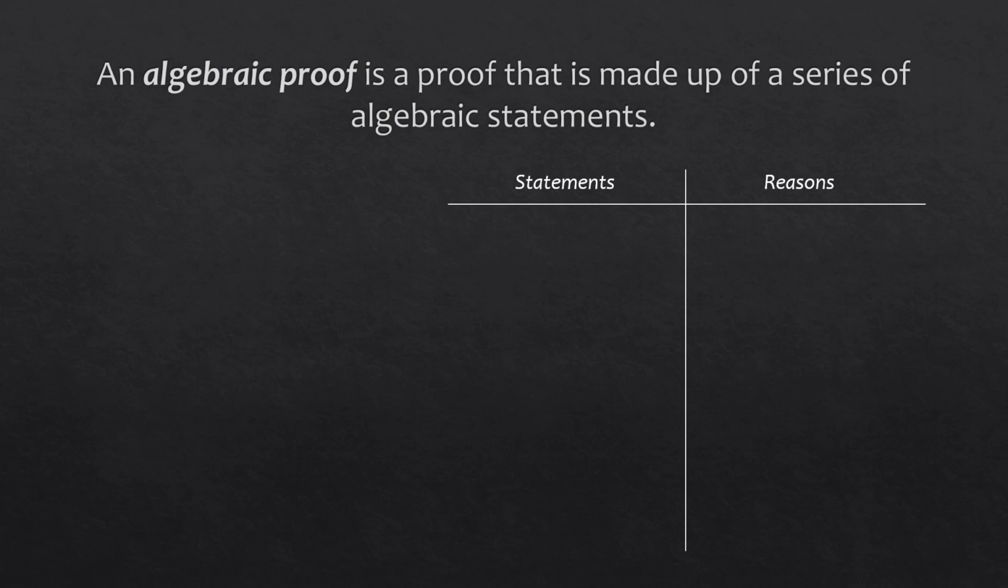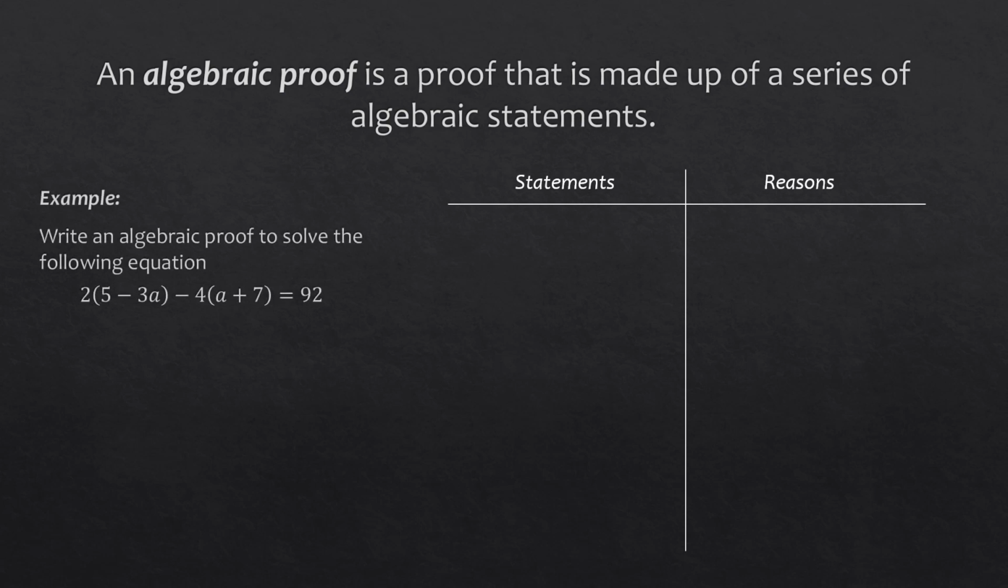Okay, so let's go ahead and look at our next example. We are going to write an algebraic proof to solve the following equation. Now, we're just solving the equation here. We don't necessarily have a specific value we're trying to prove a is equal to. Our proof is going to be over once we have solved for a. So sometimes algebraic proofs will be in that sort of format.